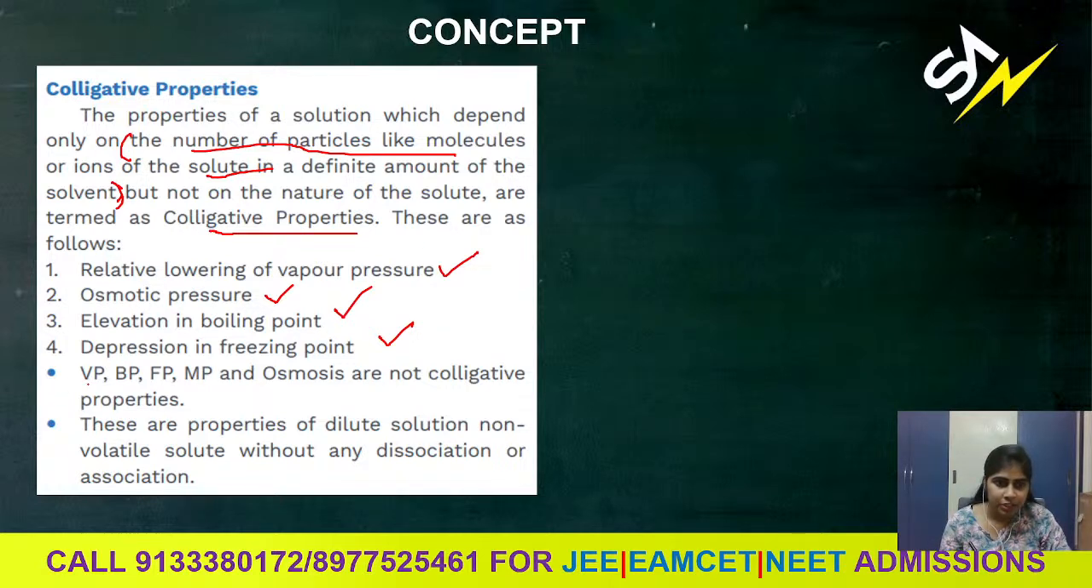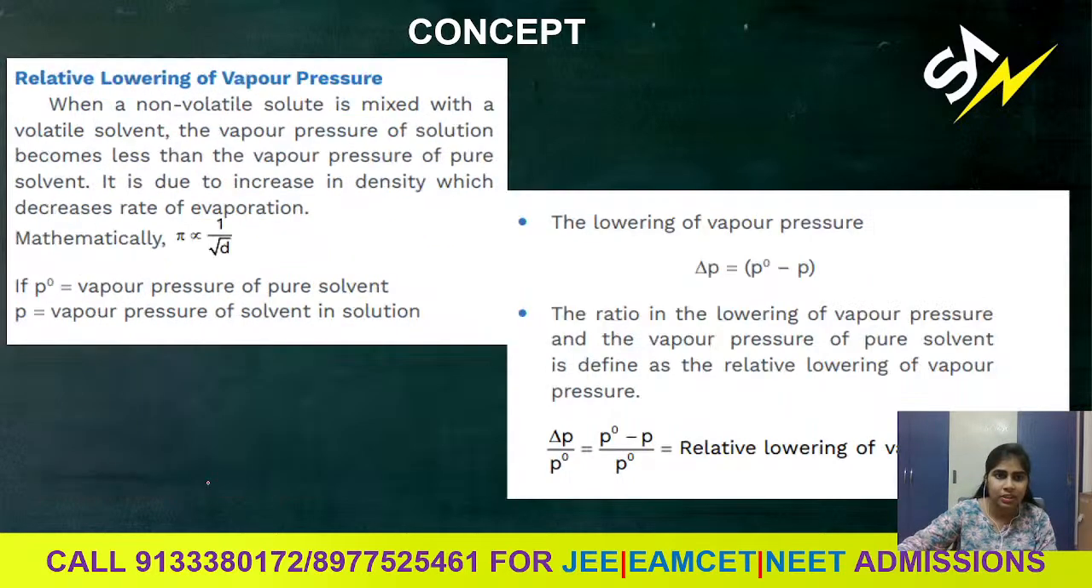Here vapor pressure, boiling point, freezing point, melting point and osmosis are not colligative properties. The change observed after adding the solute, that shows the colligative properties. These are not the colligative properties. These are the properties of dilute solutions in which a non-volatile solute is added without any dissociation or association. See, these are the simple properties of a solution. When we can observe a change, that gives the colligative properties. Let us see each and every colligative property.